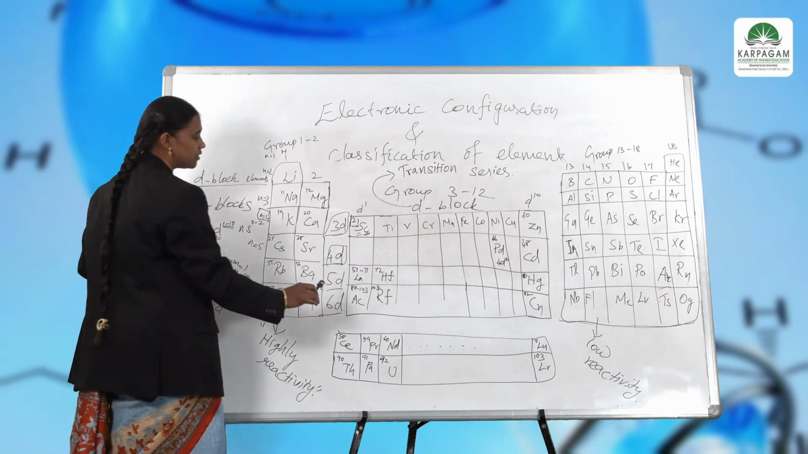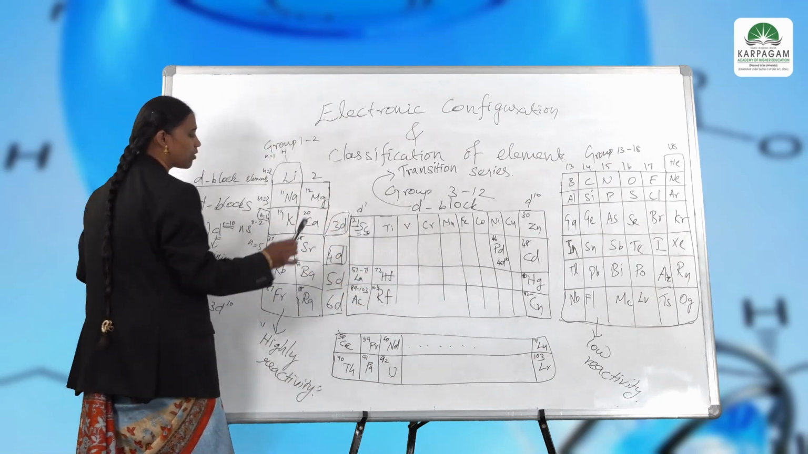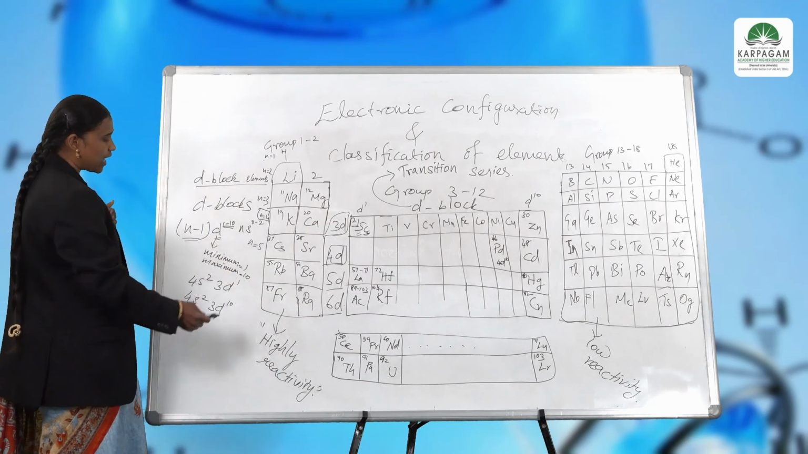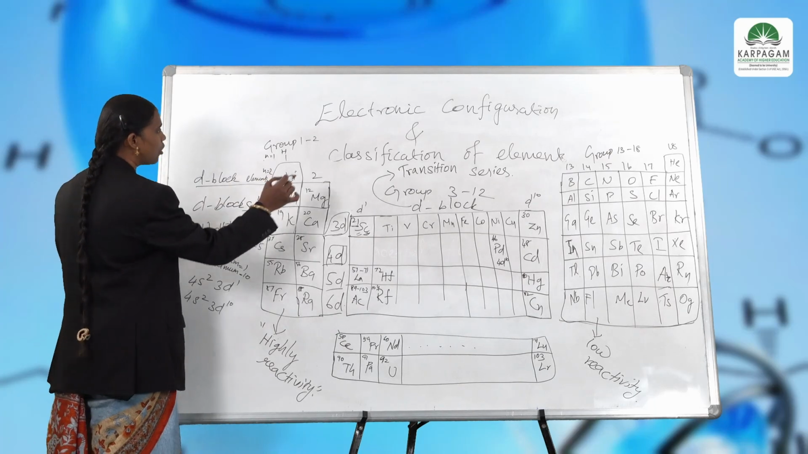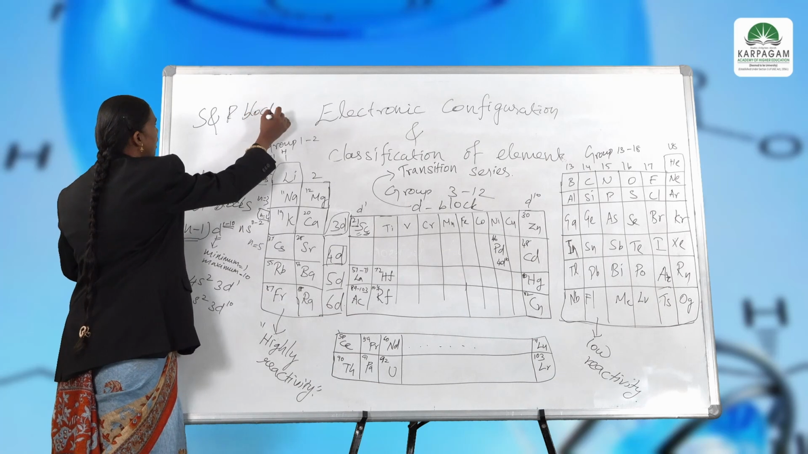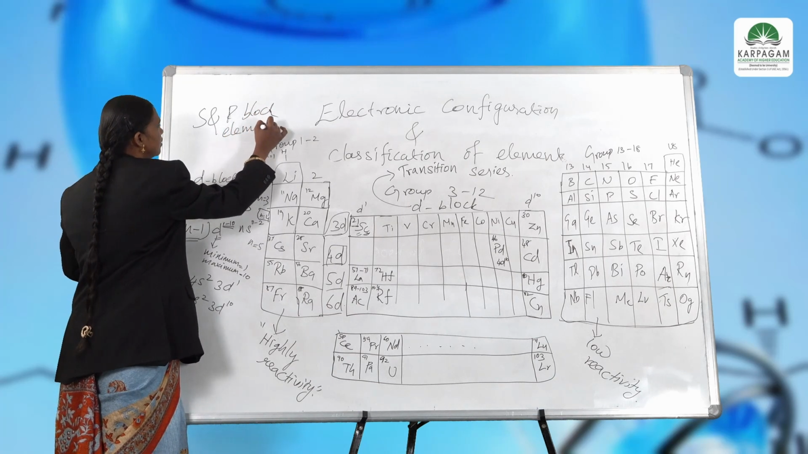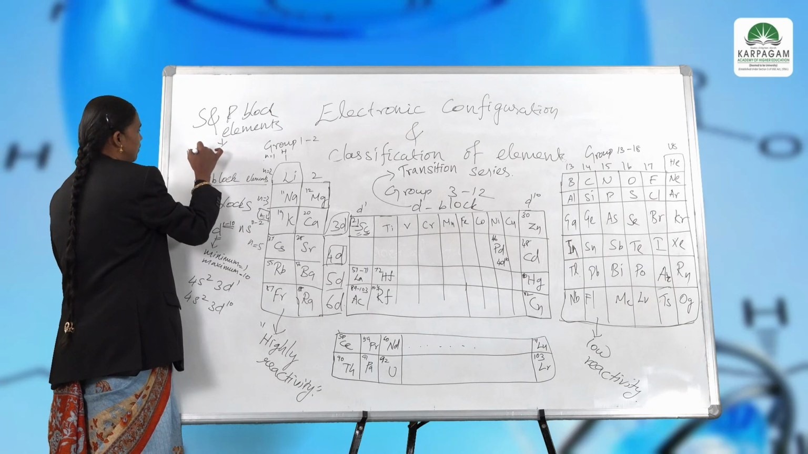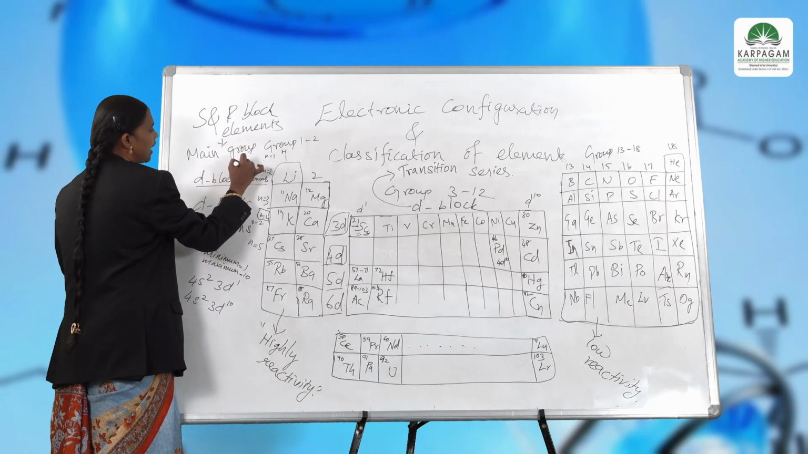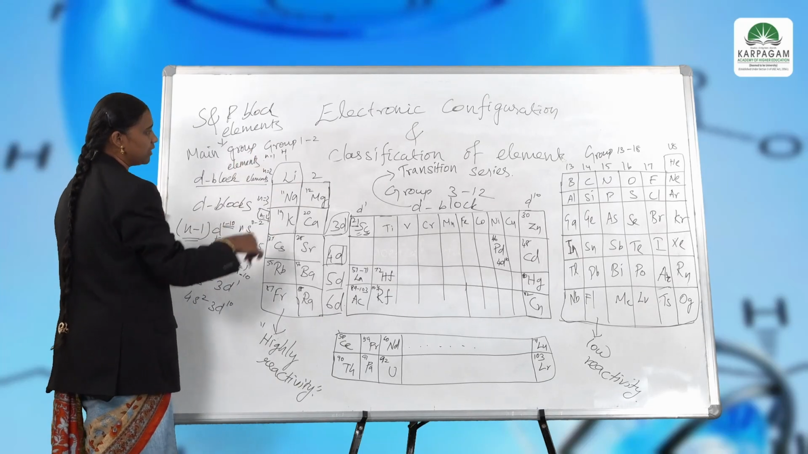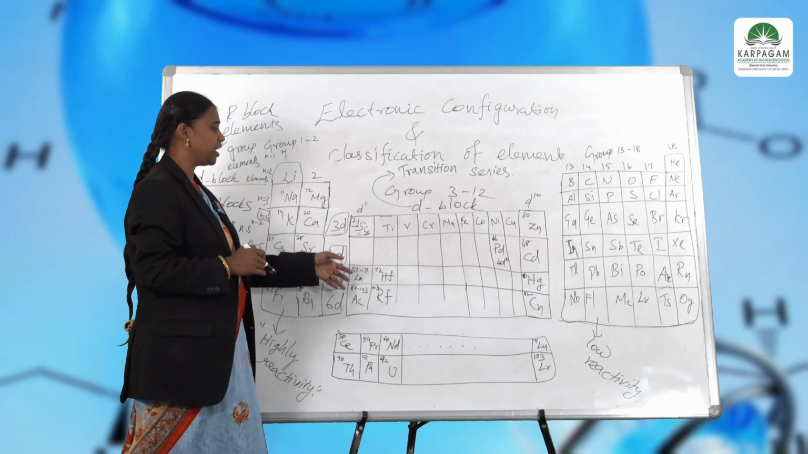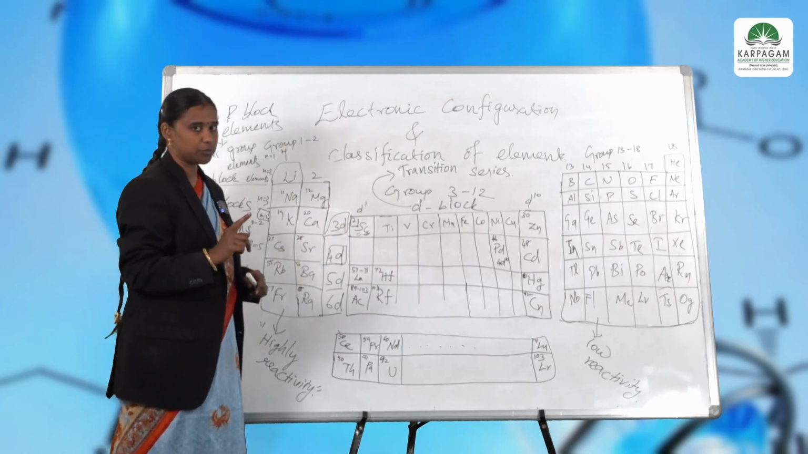The elements present in the d block are called transition elements. The elements in the s block and p block, the combination of s block and p block elements, are collectively called main group elements. And the d block elements are called transition elements. In d block elements, two exceptions are there.